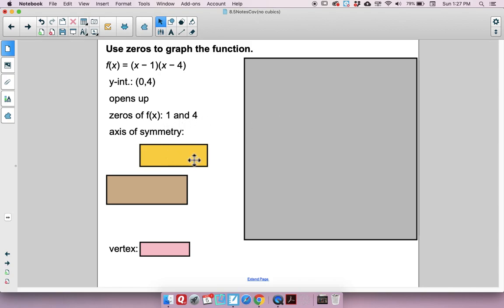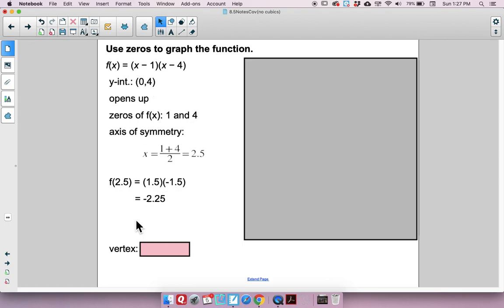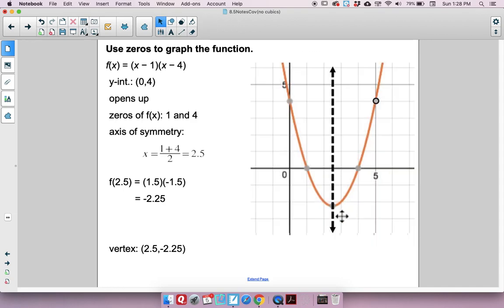We need to get that axis of symmetry and find that vertex still. So hopefully you took the mean of 1 and 4, which is 2.5. And then use 2.5, plug that in for x to figure out what our y value of our vertex would be. So if I plug in 2.5 and subtract 1 from it, I get 1.5. And if I have 2.5 minus 4, I get -1.5. Multiply those together, and I get -2.25. So what's my vertex? 2.5 comma -2.25. Not exactly the easiest one to plot, but certainly just do your best with it.